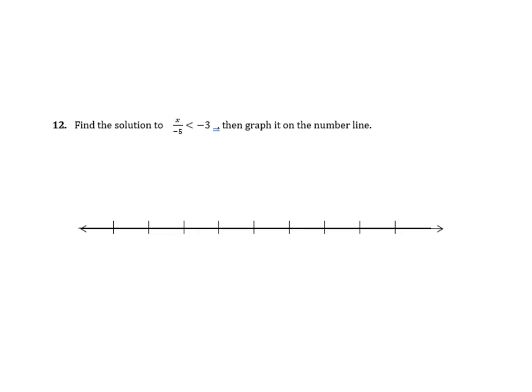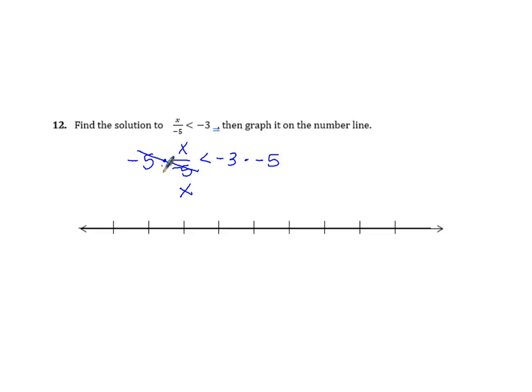Now in our last one, we have find the solution to x divided by negative 5 is less than negative 3, and then graph it on the number line. So same idea, solve and then graph. Right now we have x is being divided by negative 5. The opposite of dividing by negative 5 would be multiplying by negative 5. When we do that on both sides, these cancel, they were opposites, and we're just left with x.